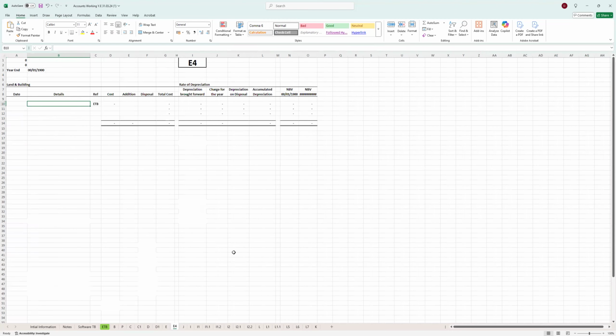Then we have the individual asset. For example, if you have a land and building, if we want to add more assets, we can always create a new column where we can write the cost, addition, disposal, and we can say the net book value.